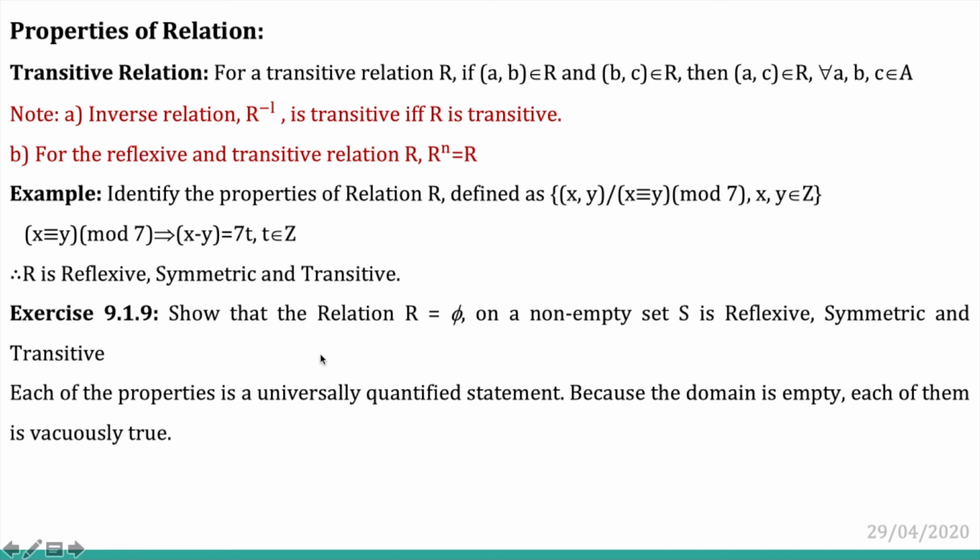In this other example, a null relation is defined over a non-empty set, and we have to prove that it is reflexive, symmetric and transitive. Whenever we try to prove these three properties, the domains of these universally quantified statements are going to be null, and hence they are always true. This way we can prove that a null relation defined over a non-empty set is always reflexive, symmetric and transitive.